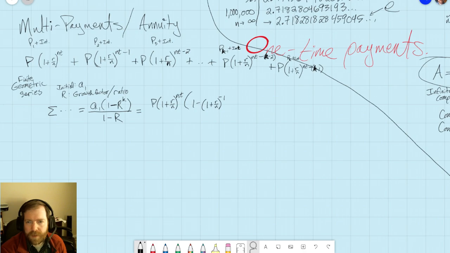So this is going to end up being our K value here. K value is going to be equal to NT.